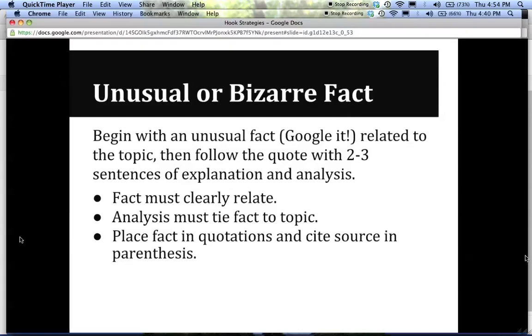Again, you're explaining why this is important, how it connects, and then you need to place your fact in quotes because you're probably grabbing this just like you would a quote from online. So you need to show that you're taking it word for word from an online resource, and you need to cite your source in parentheses. If you're not sure how to cite an online resource, go to our class website, and I have hyperlinked on the links page a link to the OWL Purdue site.